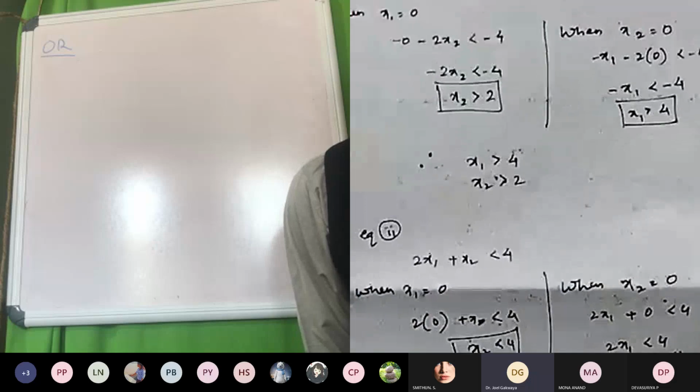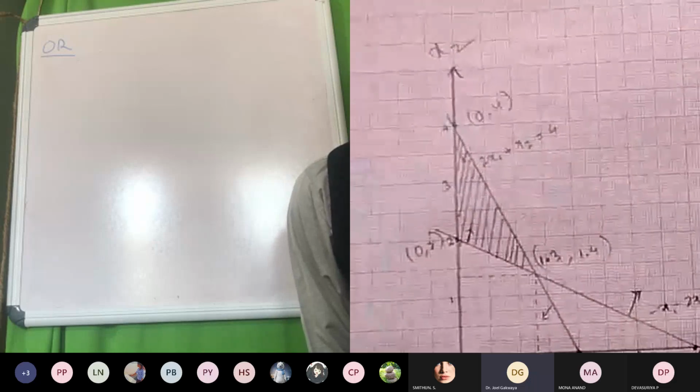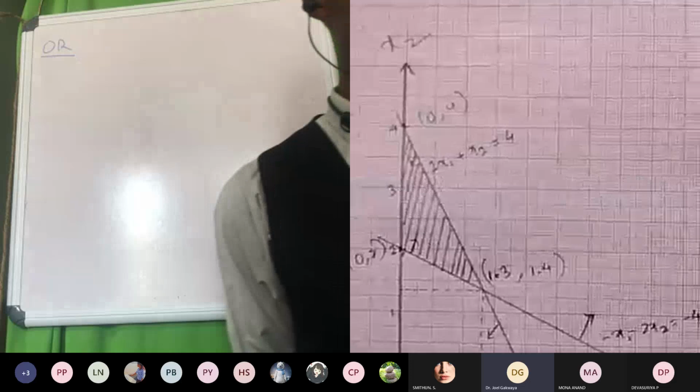Come to the graph, yes, that's obvious. Okay, that's a feasible region. Everybody has seen the same.